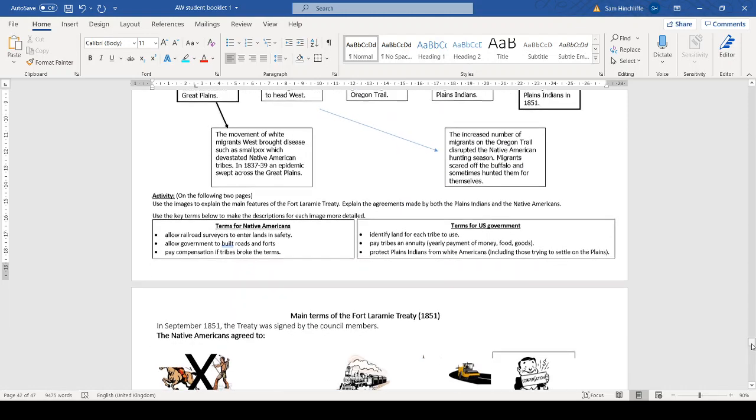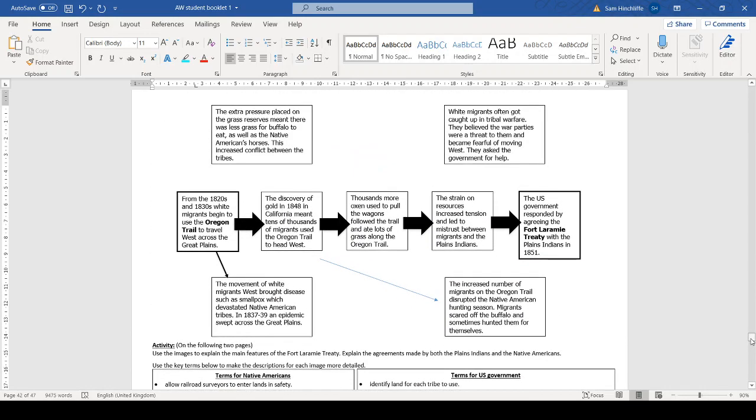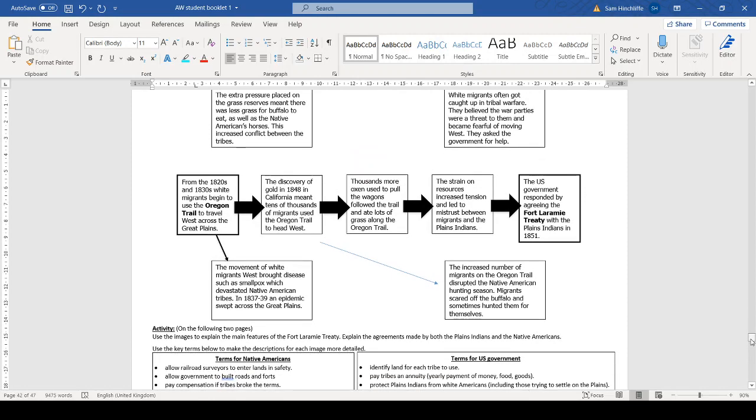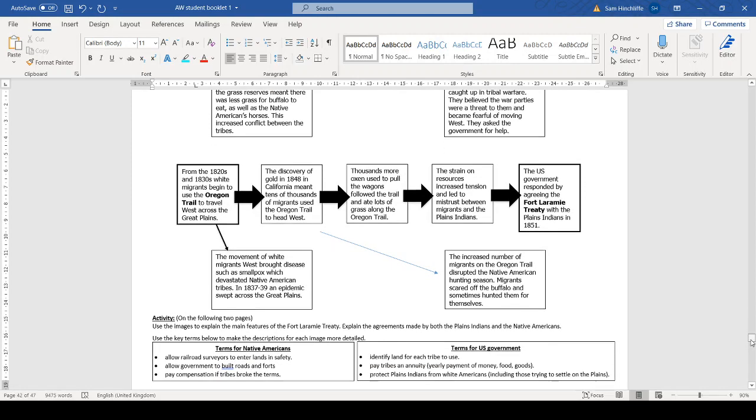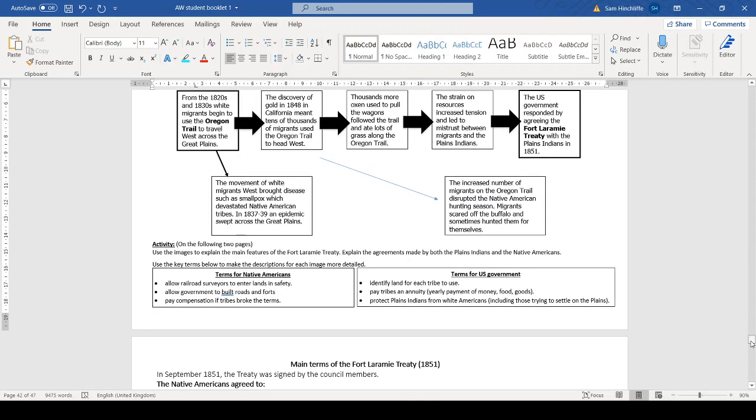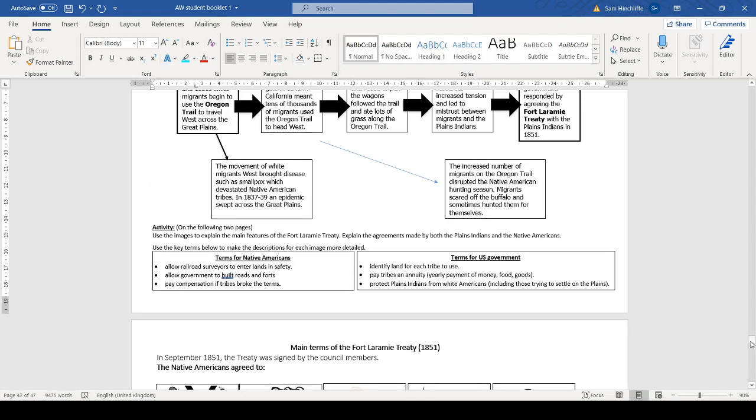So the US government decided to sign this treaty with the Native American chiefs and tribes. It's called the Fort Laramie Treaty. Fort Laramie is a place. It's just east of the Rocky Mountains. If you think about the map of the American West, it's ultimately where they gathered to sign this treaty.